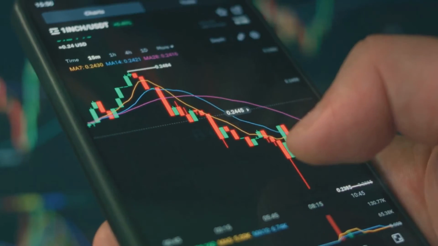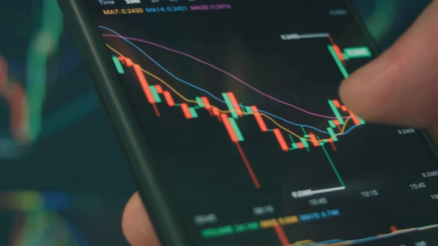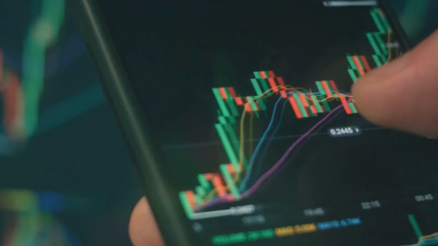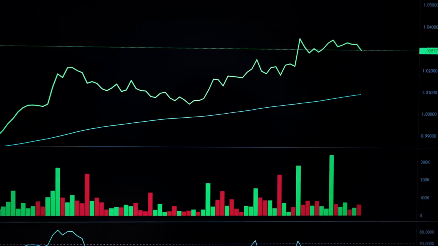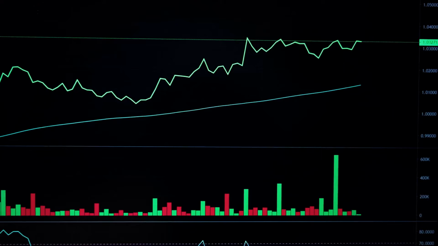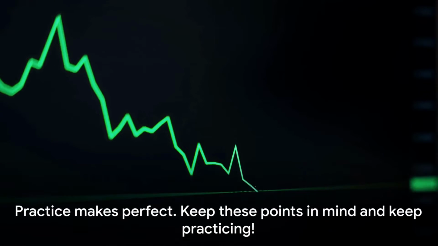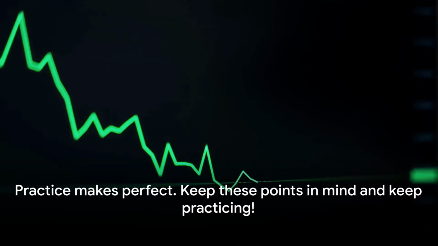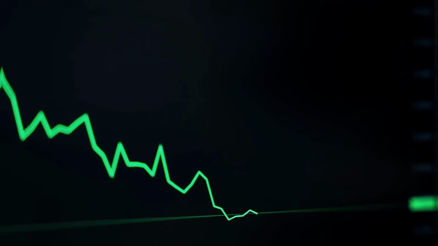We also touched on the importance of keeping an eye on the news and economic calendar, as volatility spikes during news events can cause wild price movements. And remember, it's always a good idea to mark other key support and resistance levels on your chart to get a complete picture of the market. Remember, trading is a skill, and like any skill, it takes practice to perfect. Keep these points in mind and keep practicing.